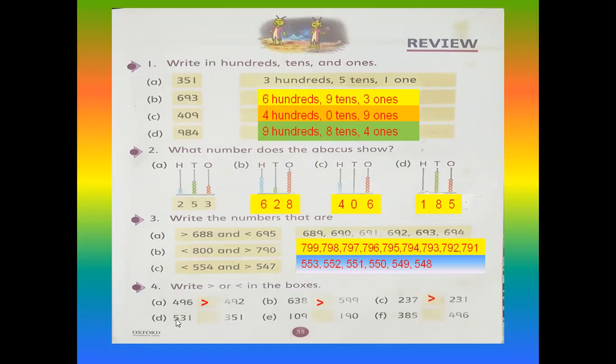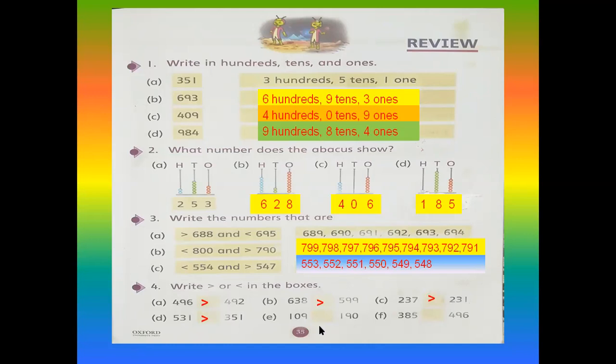Very easy. 531 and 351. 5, 3. 5 is greater than 3, it means the first number is greater. Again, use the greater symbol. E, 109 and 190. 1, 1 equal, 0, 9. The difference is in the tens. 0 is less than 9, it means the first number is less.